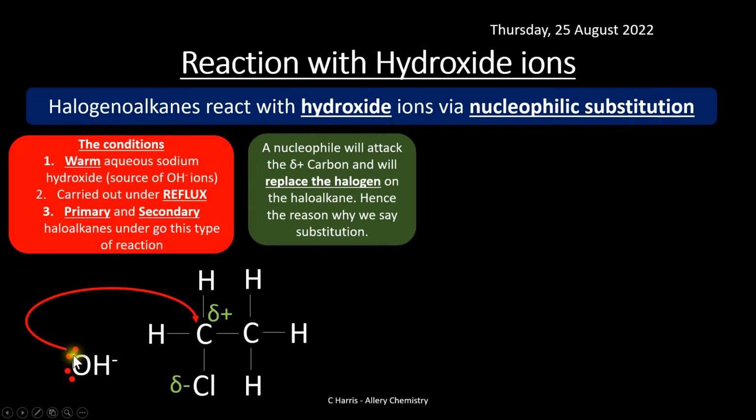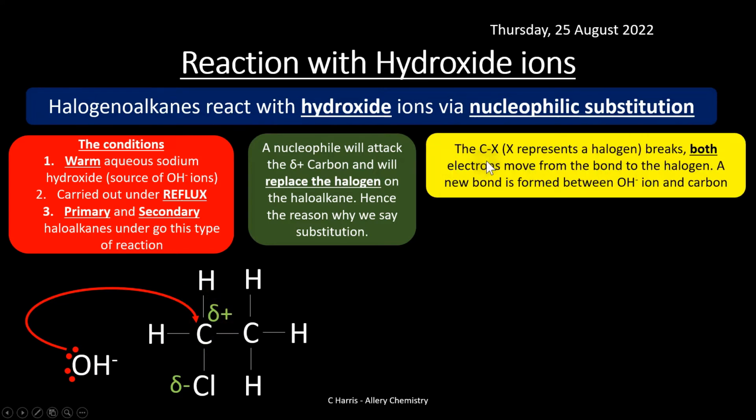So the first thing we need to do is draw a curly arrow from the lone pair of electrons on the OH directly to the delta positive carbon. And then what happens, this is effectively trying to form a bond with carbon. Now, carbon already has 4 bonds, and that's the maximum it can take. So one bond has to break. So this C-X bond, this bit here, breaks, and both the electrons in this bond move from the bond to the halogen, and a new bond is formed between the carbon and the OH.